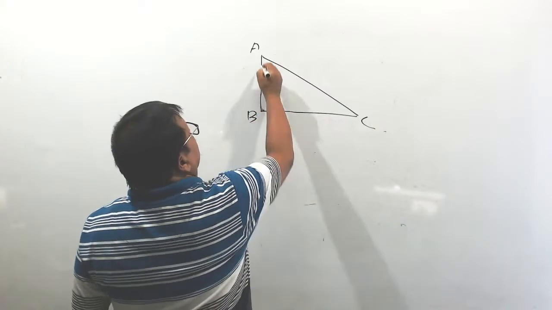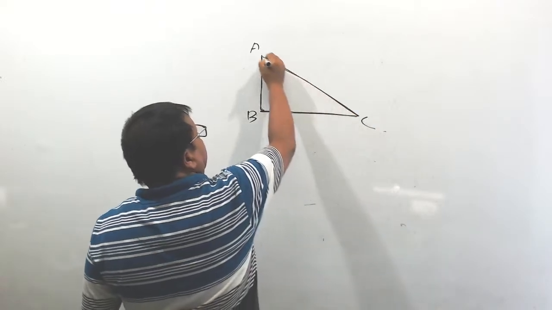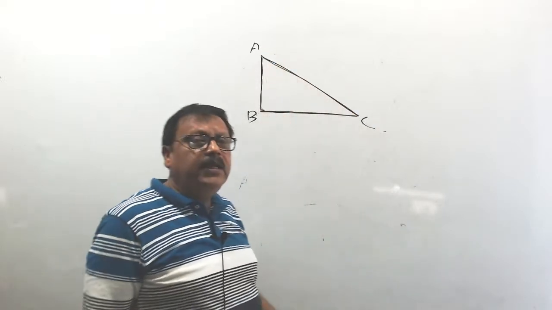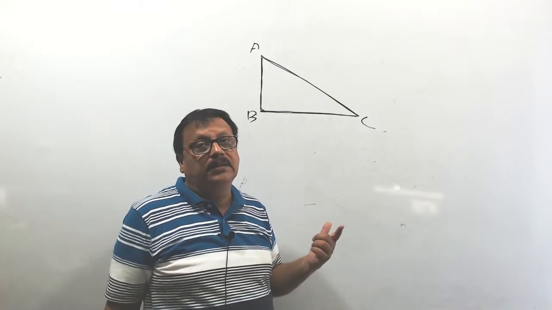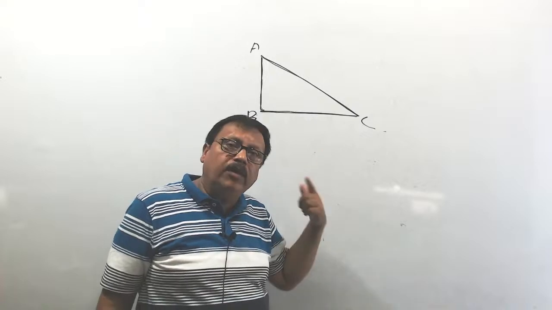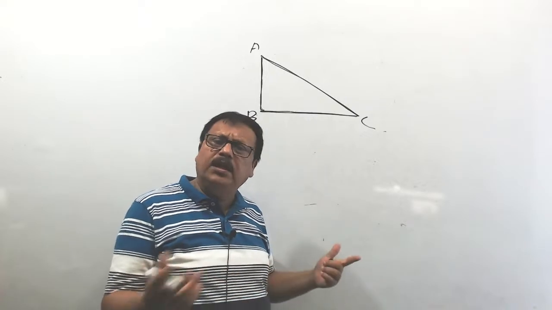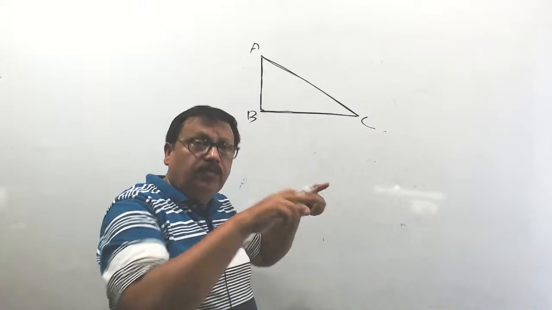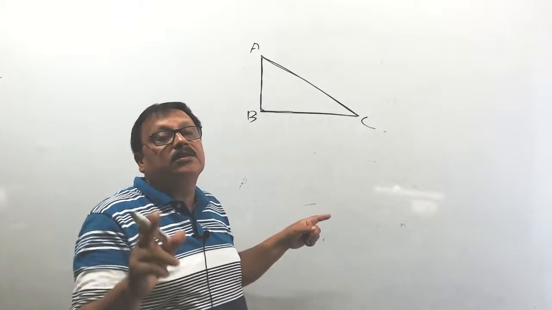Maybe the perimeter means length of boundary. Perimeter for any plane figure is the length of the boundary. Not only for triangle, for quadrilateral, for pentagon, hexagon, whatever it be, regular, irregular. For a closed figure, the length of the boundary is called perimeter.